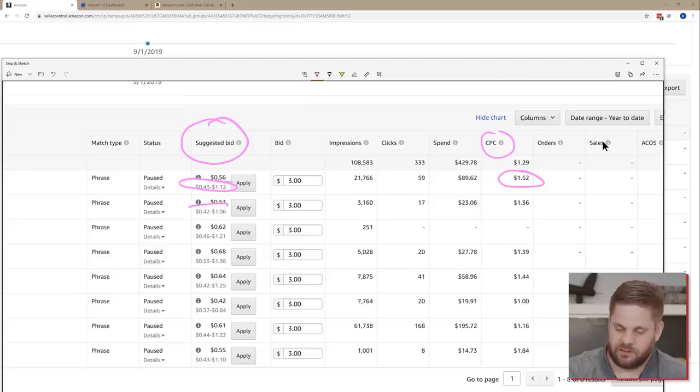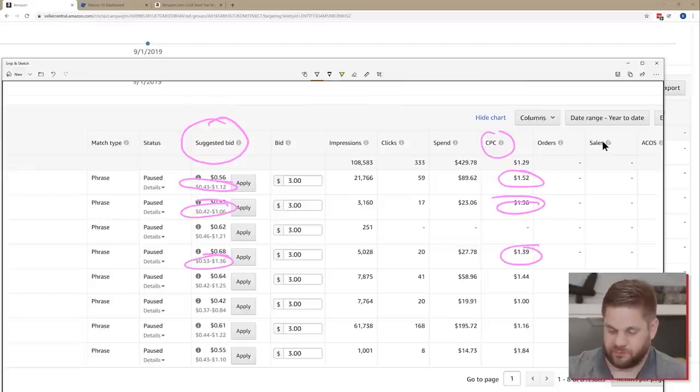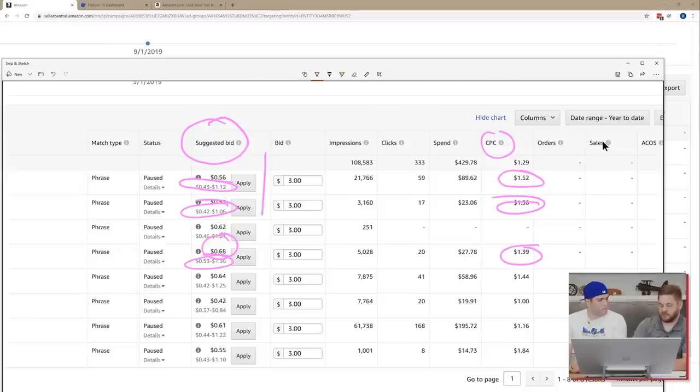Look, it's not true. 42, 106, 136. This one says top end 136, 130. That's pretty close, but still their suggested bid is only 68 cents. That's why it's so important. I said we have to bid high. You have to bid high.